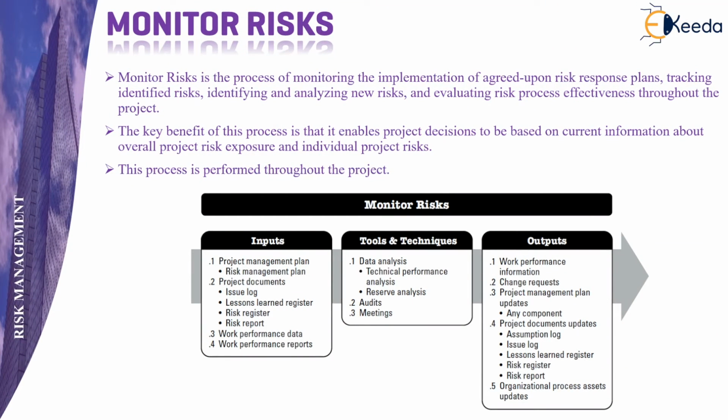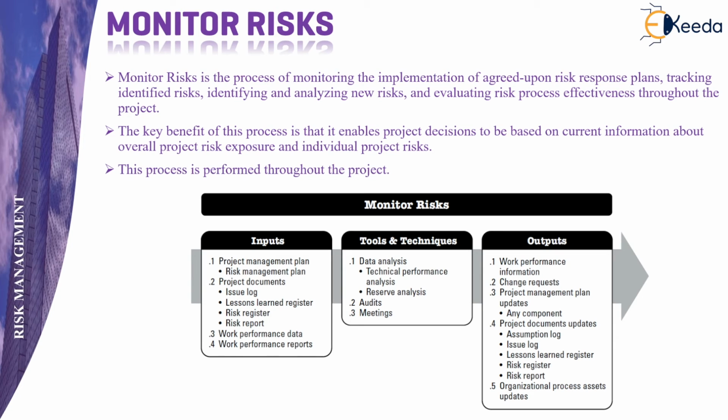The last process is to monitor the risks. Monitoring risks is the process of implementing agreed upon risk response plans, tracking the identified risks, identifying and analyzing new risks, and evaluating risk processes effectively. The key benefit of carrying out this process is that it enables project decisions to be based on current information about the overall project risk exposure. This process has to be performed throughout the project cycle.